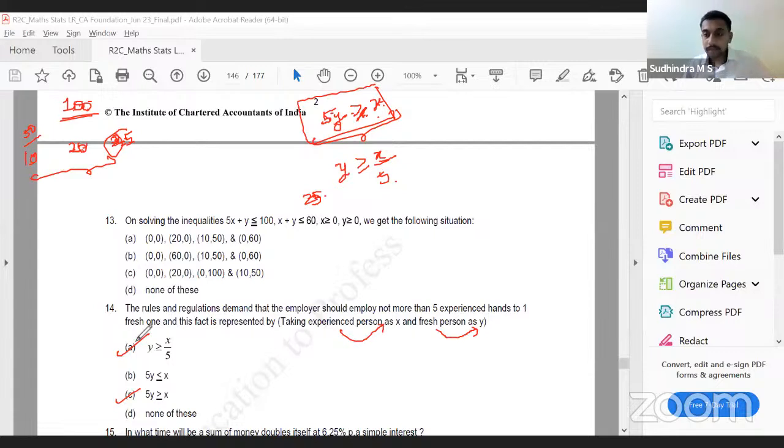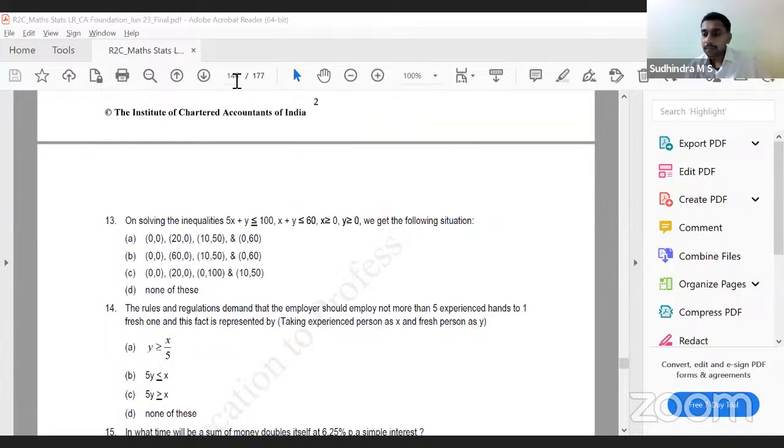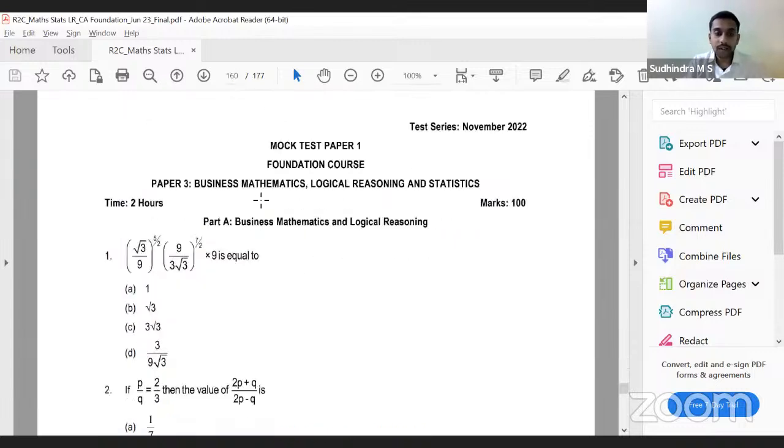Clear? Yes, sir. Okay, fine. So with that, we are done with this set, which is the March 2022 paper. Can we move on to the last set, the last paper? We'll solve it, though obviously we might not be able to complete it. We'll see how many problems are possible. We'll complete what we can so that it will be easy for us tomorrow.